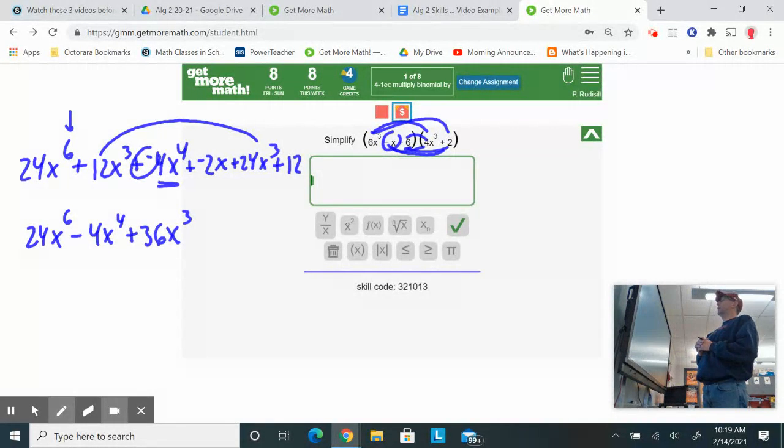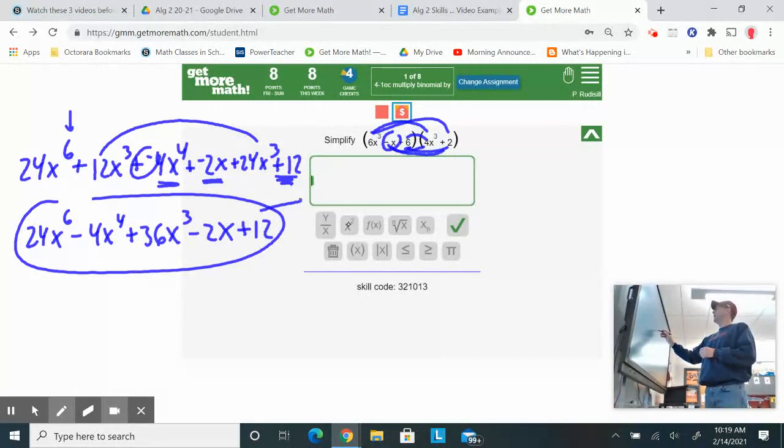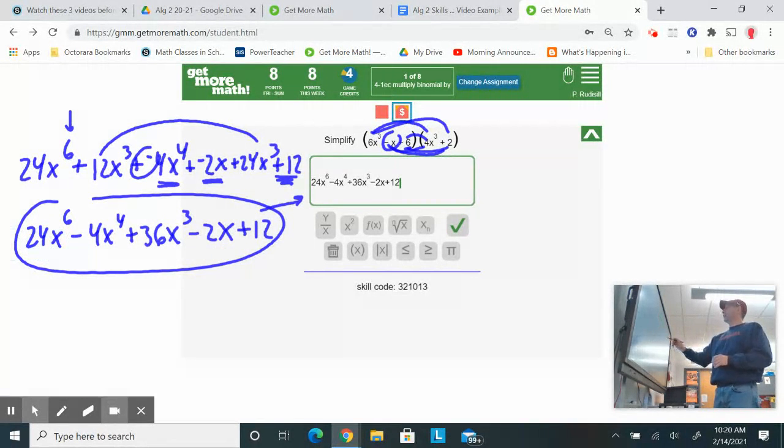Any x squared terms? Nope. So I go right to the x's I have. Negative 2x. So I just put negative 2x plus the 12. I'm going to type this in here. It's check time. Again, quick inspection of what I have here. Think I got it.